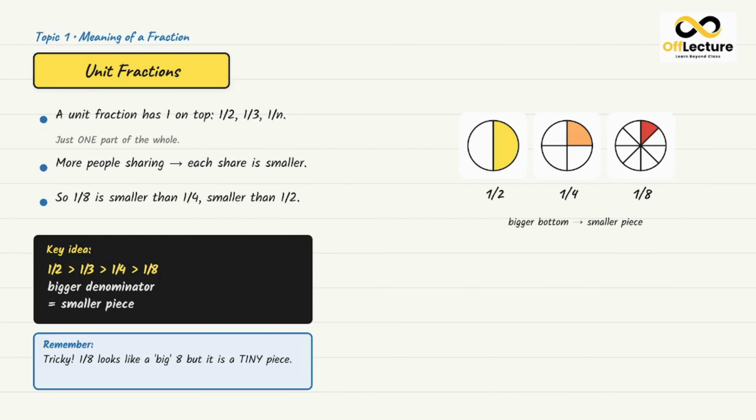Now comes unit fraction. What is a unit fraction? A unit fraction is one with a 1 on top. A unit fraction is a kind of fraction where the numerator is always 1. Okay, and the denominator can be anything. It can be 2, it can be 3, it can be 4, it can be n. Okay, just one single part.